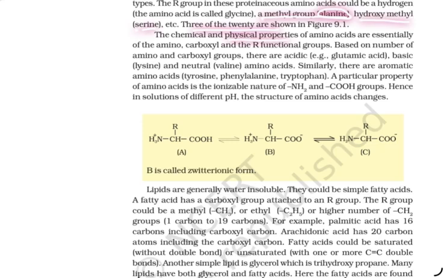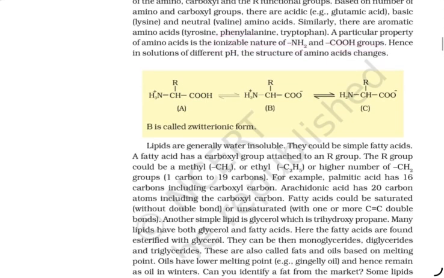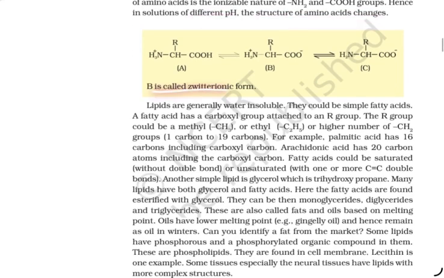The chemical and physical properties of amino acids are essentially of the amino, carboxyl, and R functional groups. Based on the number of amino and carboxyl groups, there are acidic, for example glutamic acid, basic, and neutral, for example valine, amino acids. Similarly, there are aromatic amino acids: tyrosine, phenylalanine, tryptophan. A particular property of amino acids is the ionizable nature of the NH2 and COOH groups. Hence, in solutions of different pH, the structures of amino acids change. This is called the zwitterionic form.